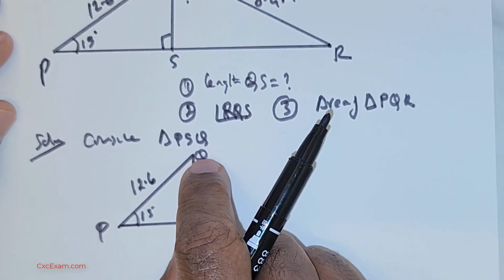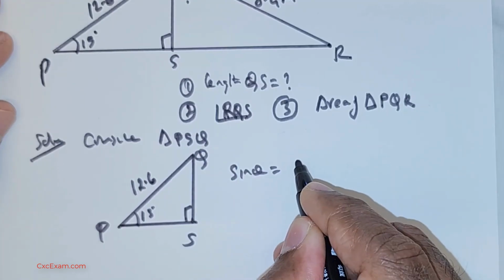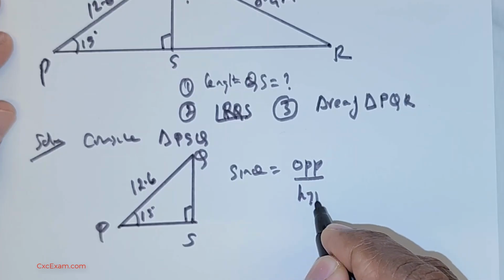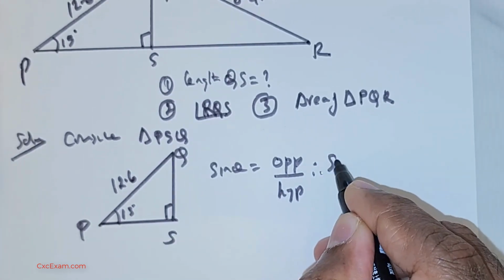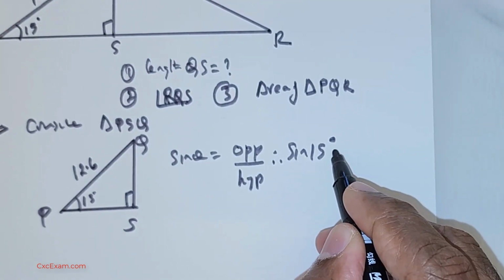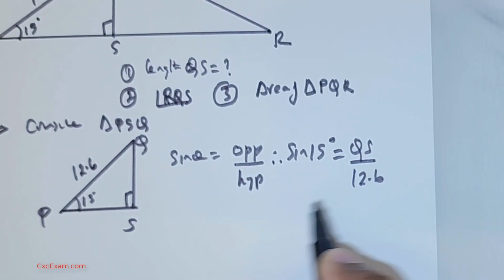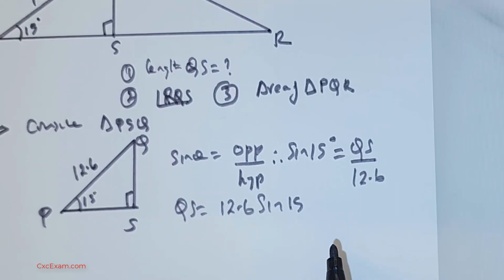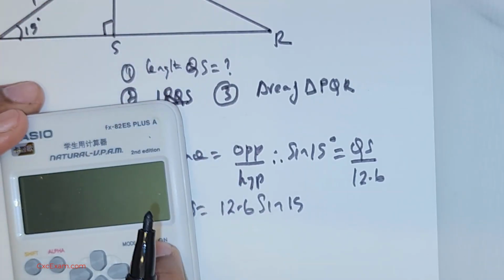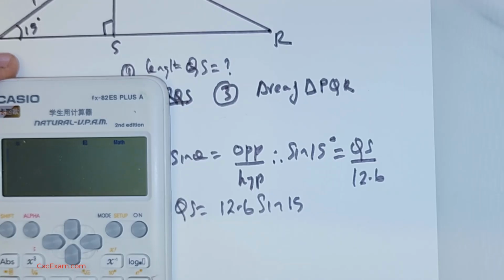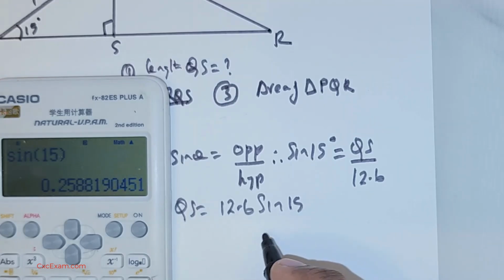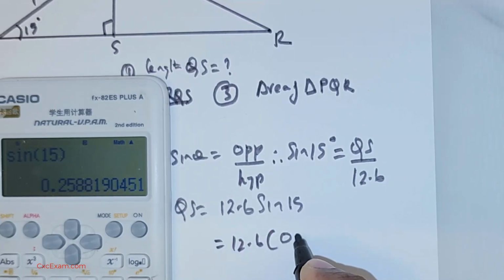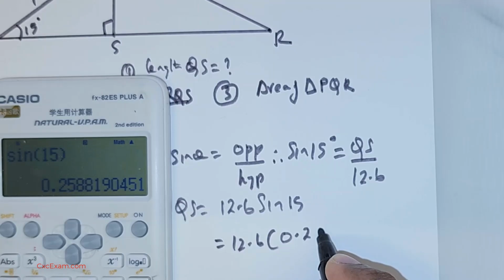So I'm going to use sine theta. Sine theta is opposite side divided by hypotenuse. So therefore sine 15 degrees is QS divided by 12.6. So QS is 12.6 times sine 15. So use your calculator to get sine 15. Sine of 15 is giving you a value of 0.2, I'm going to take it as 0.26.